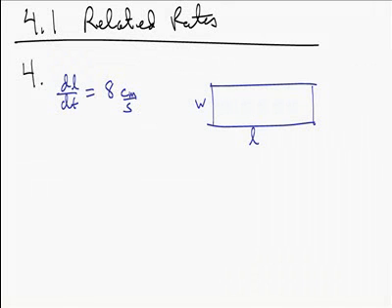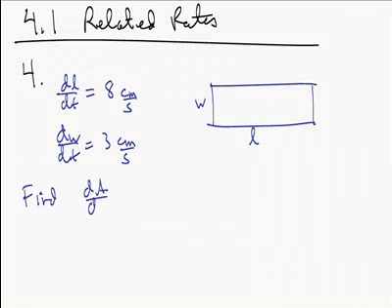The width is also increasing. So the change in the width, dW/dt, is 3 centimeters per second. Okay, so let's write down what we know. That's what's given to us in that first sentence in number 4. It says when the length is 20 and width is 10, how fast is the area of the rectangle increasing? So we want to find the derivative of the area with respect to time when, again, the length is 20 centimeters and the width is 10 centimeters. How fast is the area changing with respect to time at that point?